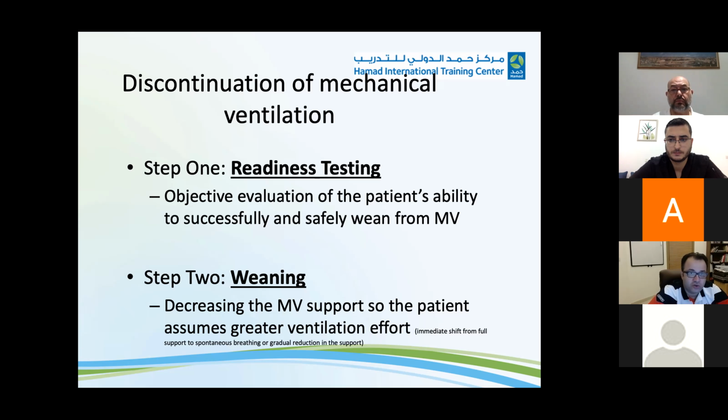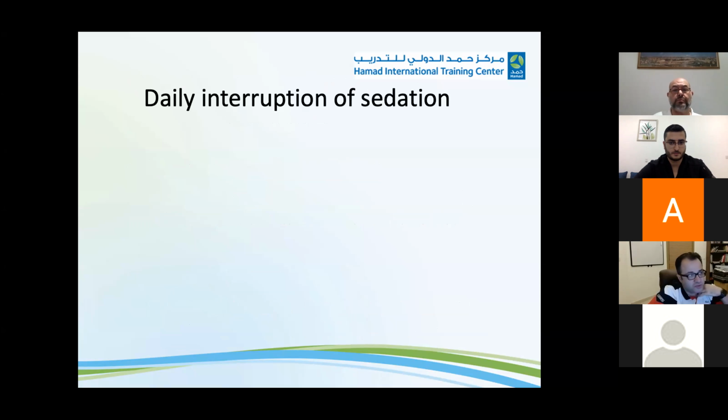And the more acute the process and the shorter the period on mechanical ventilation, the faster the weaning process will be. And the more gradual way of decreasing support will be often seen in patients who are on mechanical ventilation for 2 to 3 weeks, and they have failed previous spontaneous breathing trials. They tend to need a more gradual approach of decreasing support.